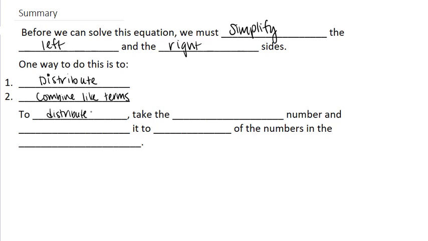And to distribute, we take the outside number and we're going to go ahead and multiply it to each of the numbers in the parentheses. So let's go back to the example to see how we would actually do this.